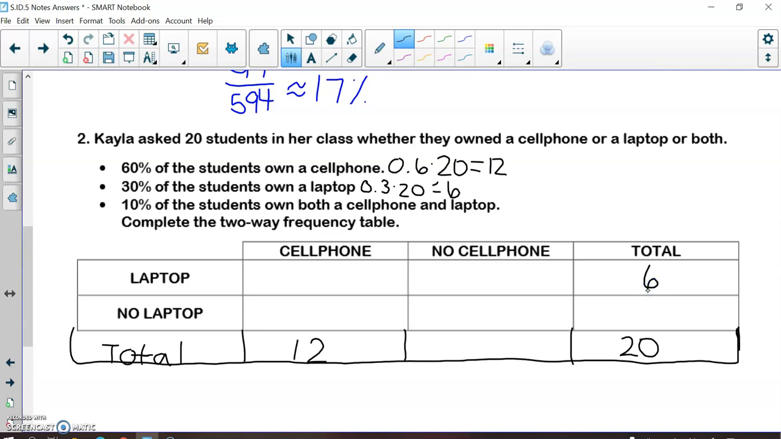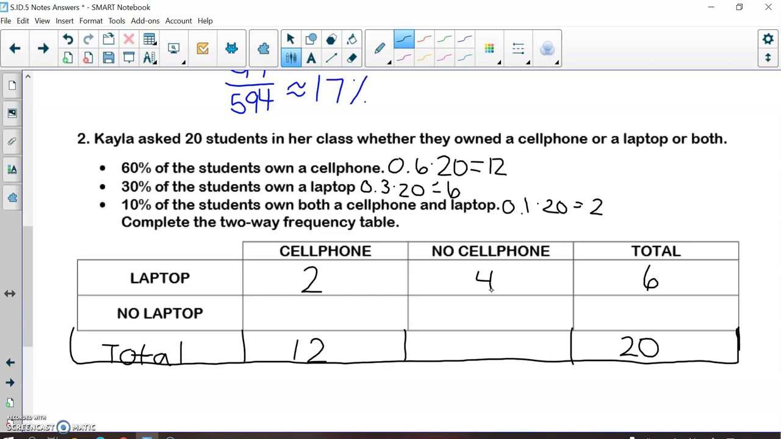And then it says 10% of the students owned both a cell phone and a laptop. So 10% written as a decimal is 0.1. And then times 20 students, I wind up with 2 students who owned a cell phone and a laptop. Now we are going to complete the rest of this two-way frequency table. And in the laptop row, I have a total of 6 students. And if I do 6 minus the 2 students that have a cell phone, I wind up with 4 students who do not own a cell phone, but own a laptop.